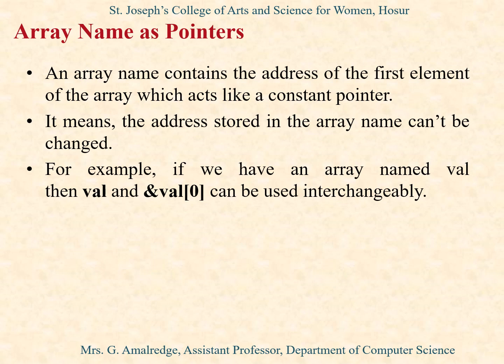Array name as pointers. An array name contains the address of the first element of the array, which acts like a constant pointer. It means the address stored in the array name cannot be changed. For example, if we have an array named val, then val and &val[0] can be interchangeable.